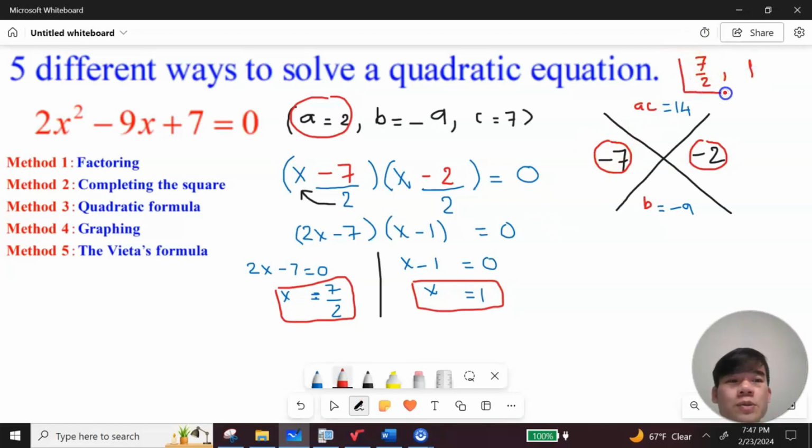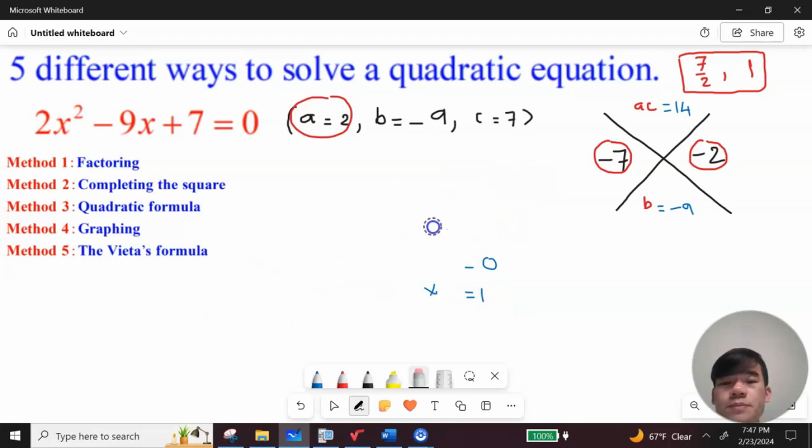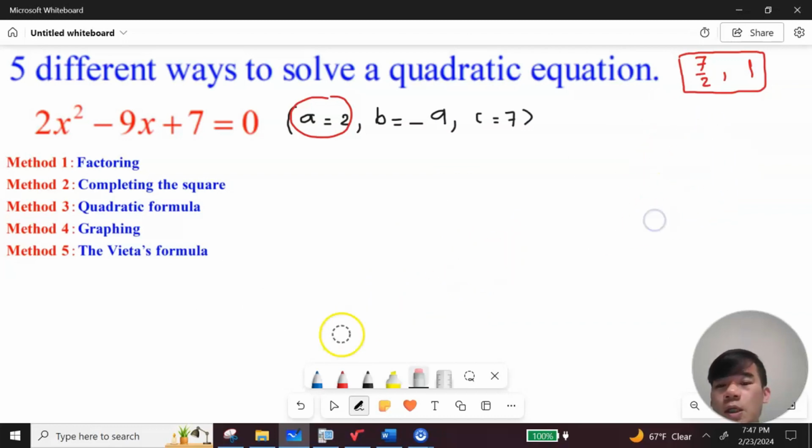The reason I put the solution over here is that I'm going to use another method and check to see if I get the same answer. All right, so we finished the first method. Now we're going to move on to the second method, which is the most challenging one. All right, second method, you need to identify a, b, c.